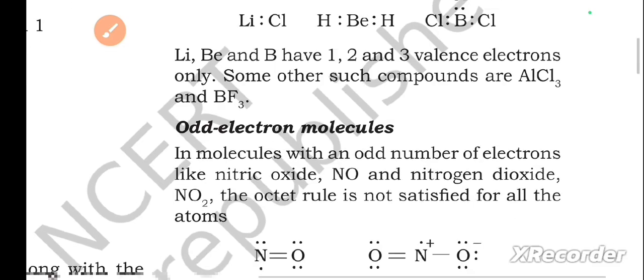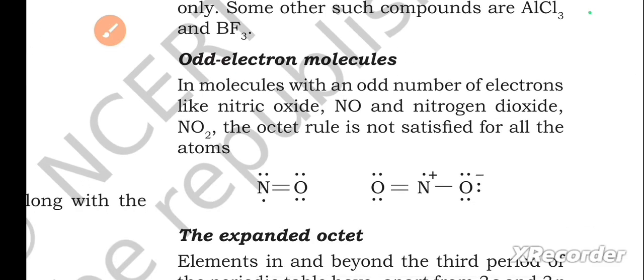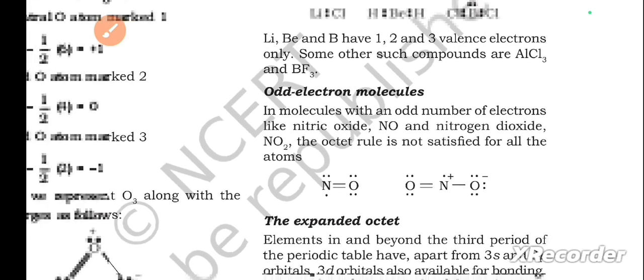Next, odd electron molecules. In molecules with an odd number of electrons like nitric oxide, NO, and nitrogen dioxide, NO2, the octet rule is not satisfied for all the atoms.